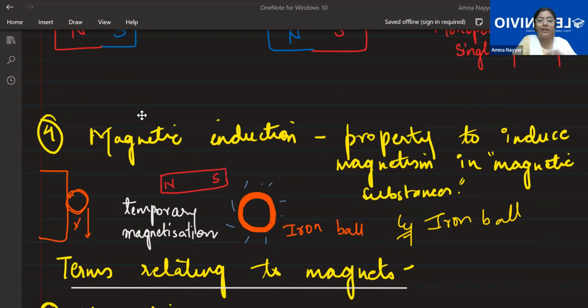The best example is to take a piece of iron. Take this piece of iron, rub it with a bar magnet, put it under the magnetic field, and it will be influenced. So this property of substances that can induce magnetism is called magnetic induction.